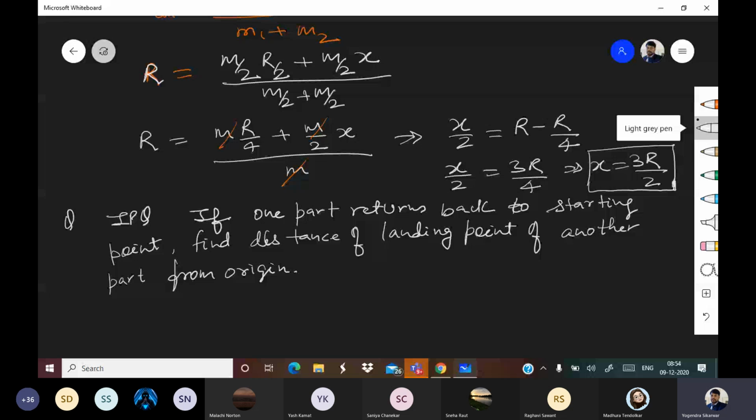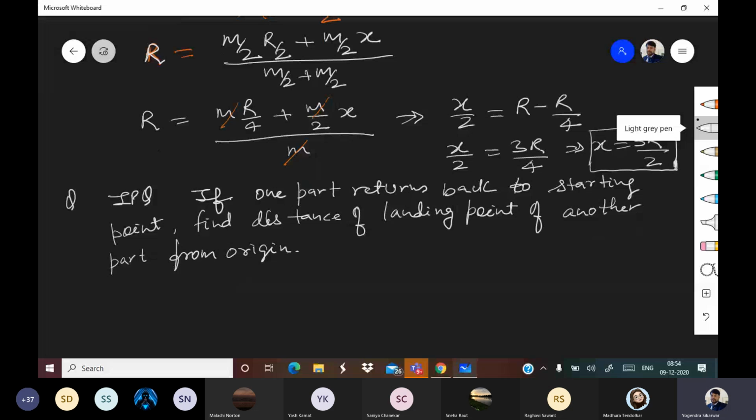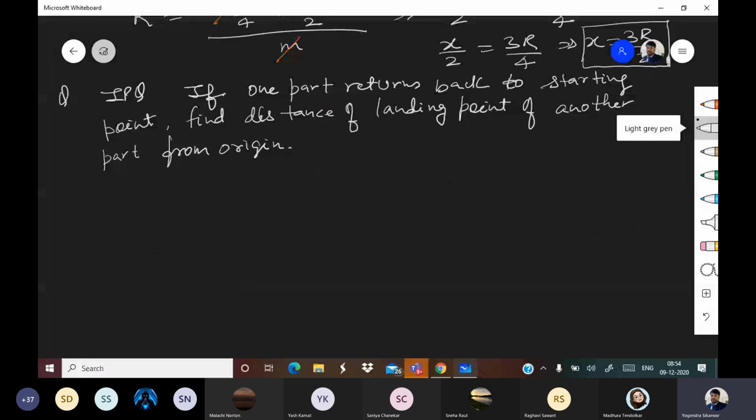Okay, good. Pay attention, everyone. In this question also, your center of mass will fall at the pre-decided place, a distance r, as if no explosion has happened, because the explosion is an internal force and that will not change the motion of the center of mass.